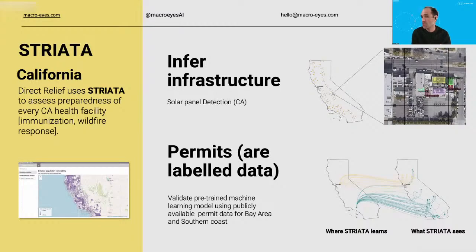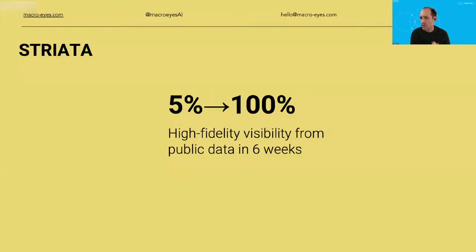We treated permit data, and this was unique to California, as a kind of ground truth. If a federally qualified health center filed for a construction permit to install a battery or a generator, which they must do by law, and then had it inspected, it's probably there. We deployed Strata Infrastructure in 6 weeks for the state of California. In 6 weeks, we took our customer from operational visibility into 5-8% of sites to operational visibility into 100% of sites. Every federally qualified health center in the state of California, that's more than 2,000 sites.